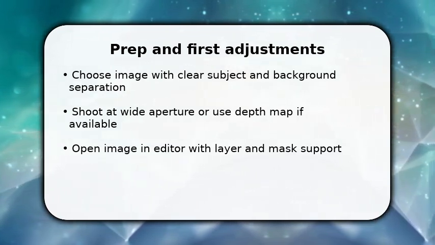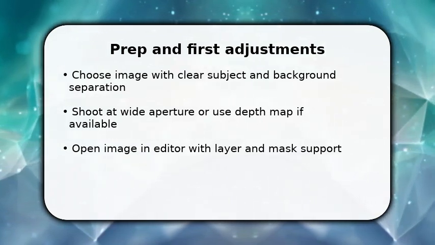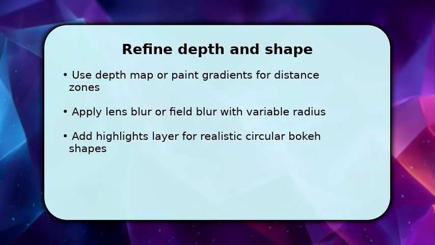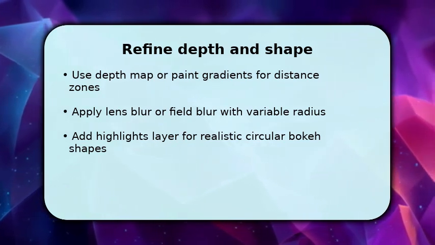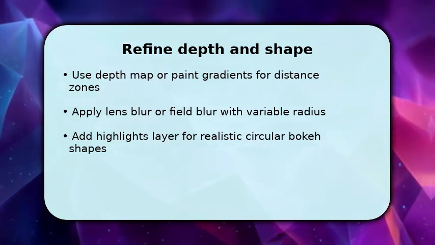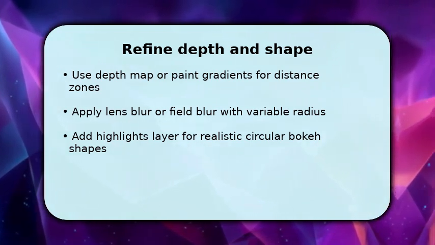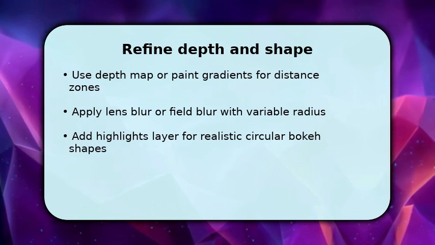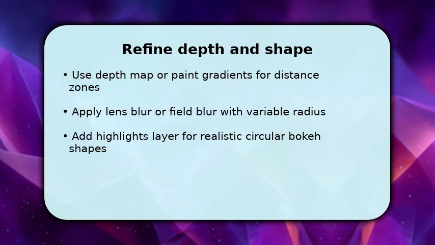Make minor feather adjustments to the mask, so transitions will read as natural optical blur rather than pasted pixels. Now you refine the illusion of depth. Create or import a depth map, or paint grayscale gradients where darker equals farther. This controls blur radius per pixel. Once done, apply lens-specific blur, lens blur or field blur, using the depth map as the source, and adjust radius until background separation looks natural.